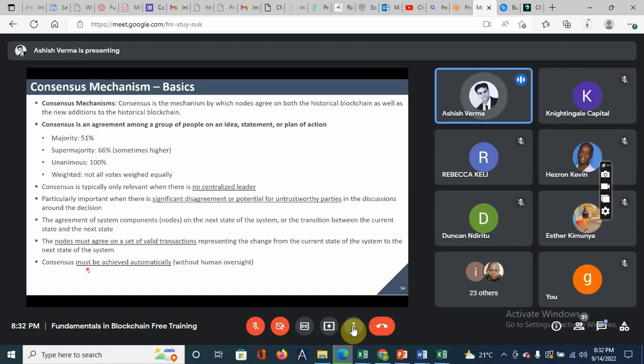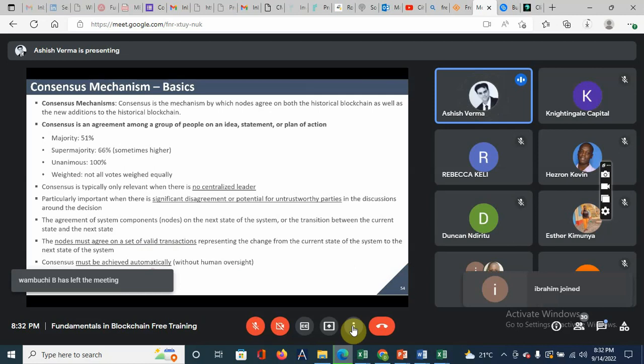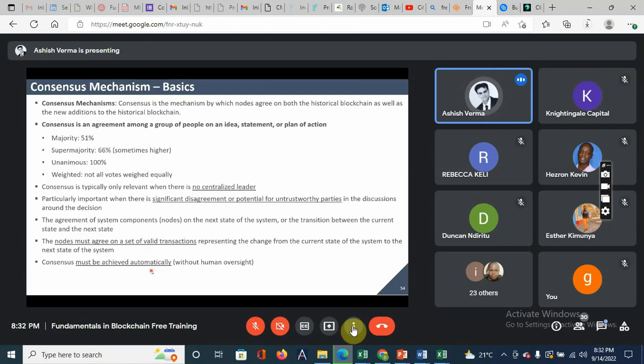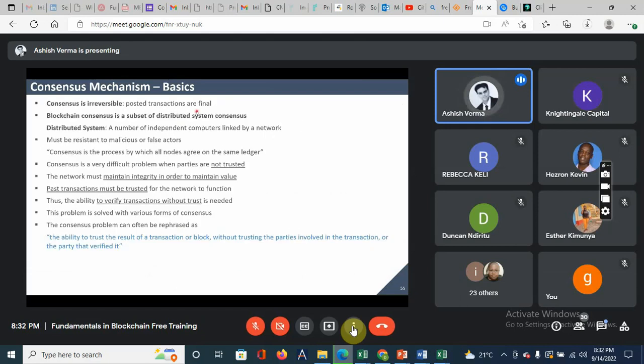And this consensus must be achieved automatically. This is generally done through the system, so there is no human oversight. If a human starts tampering with it, that means the system is failing. I mean, you cannot trust it anymore. Then again, consensus is irreversible. Once the consensus is done, you cannot say, okay, it was wrong, I did it by mistake, or the machine cannot say we did it by mistake. So you cannot go back on that.